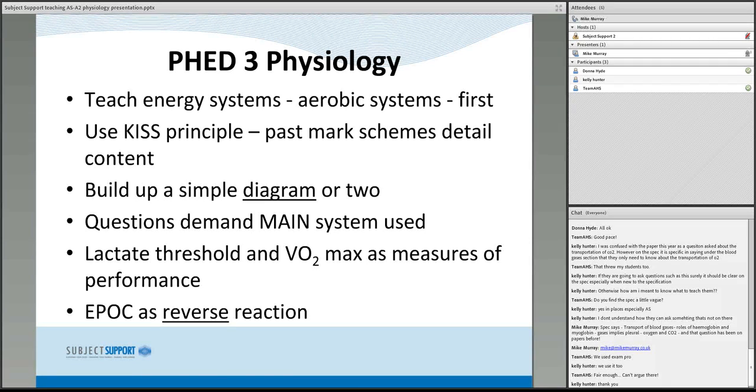Lactic acid being converted back into pyruvic acid, which can then be used for ATP resynthesis through Krebs cycle and electron transfer chain, or in certain parts of the body, the pyruvic acid can be converted back into glucose, part of the liver and the Cori cycle and all that. Okay, so that sort of idea is how I deliver the theory and what's involved in that.